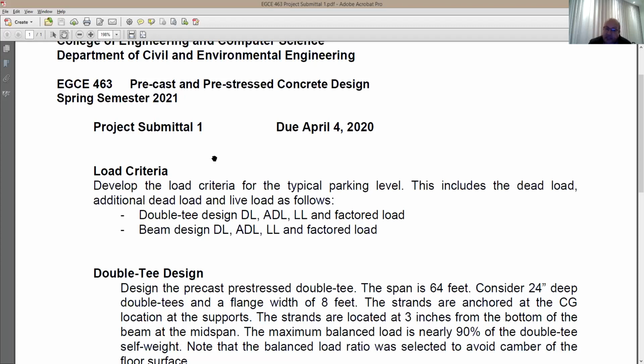So it says here, you need the load criteria for the double T. So first you can have it as PSF and then convert it into PLF for the design of the double T.